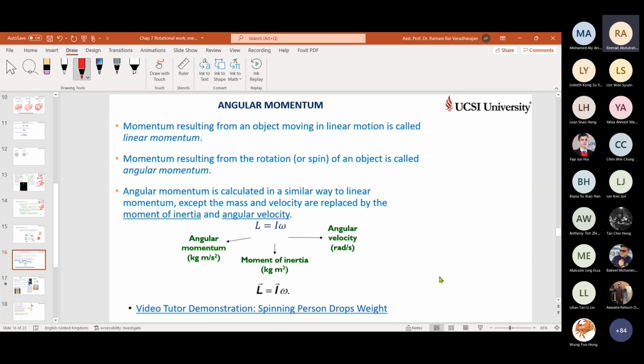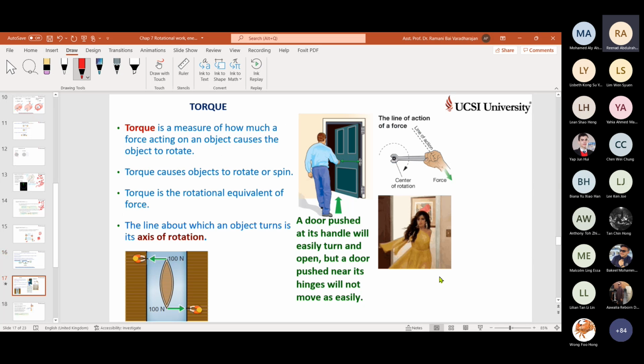So far we studied the angular momentum, one step ahead of angular acceleration, right? The third one that we are learning is torque. Number one, we learned moment of inertia. Number two is the angular momentum due to rotation about the symmetric axis mainly. And the third one is the torque. Torque is a measure of how much a force acting on an object causes the object to rotate. So torque is important to do any job, right?